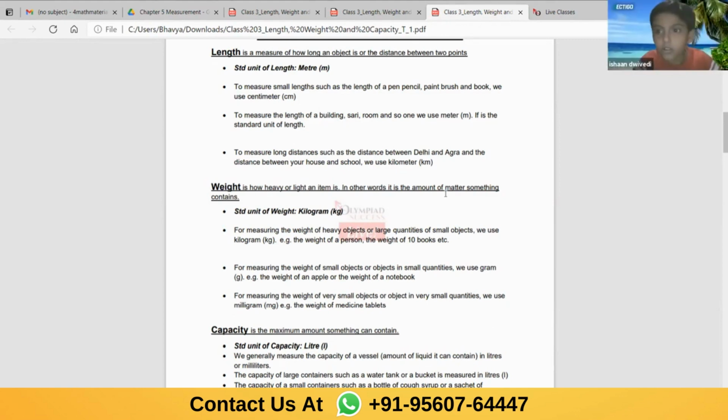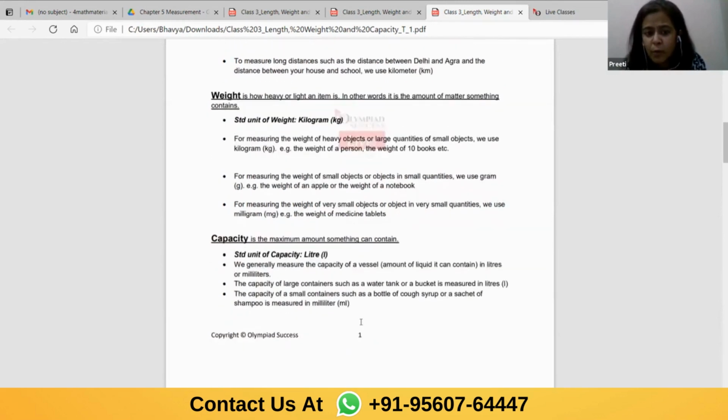And milligram also we are studying in measurement. Yes, milligram is for very, very small objects because milligram is less than grams. Kilogram is more than grams. I'm coming to the relation between these units also. I'll tell you how we can relate these units. But first, let me give you an overview.